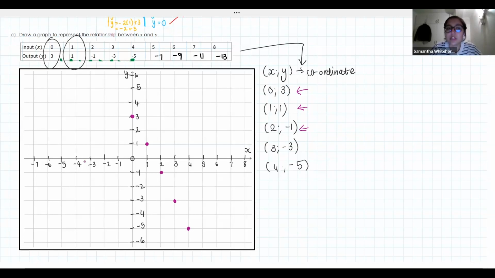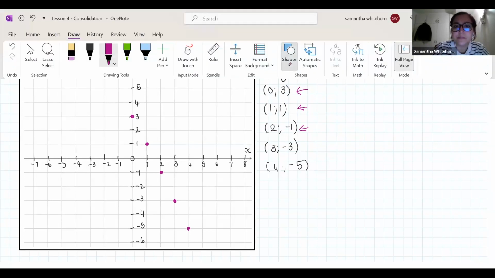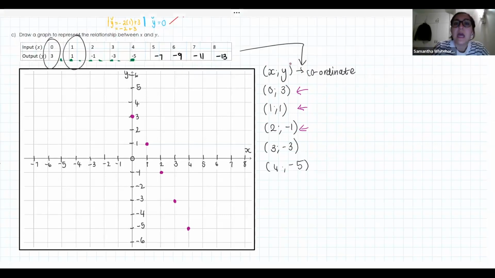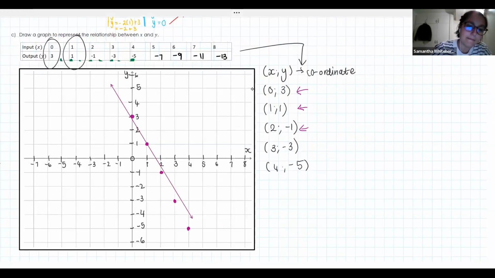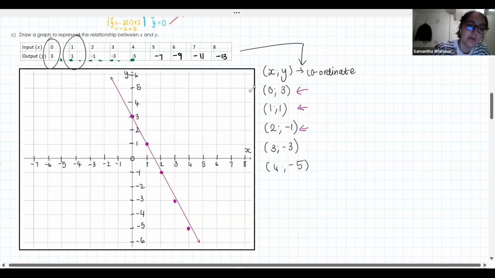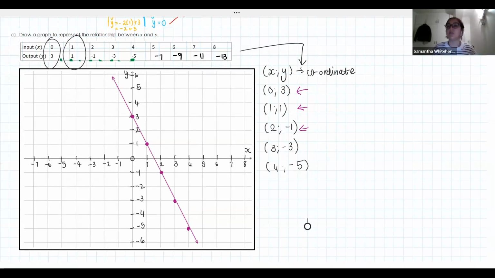I can also see what shape my graph is. I can see well enough that now when I join my points, I am going to have a straight line. Now remember, guys, we always put an arrow on the end of our straight line to show that it could technically keep going forever. I could keep going to positive and negative infinity on my x-axis.